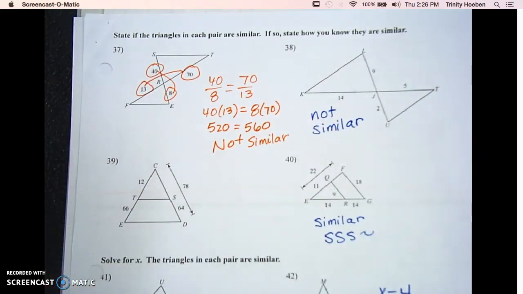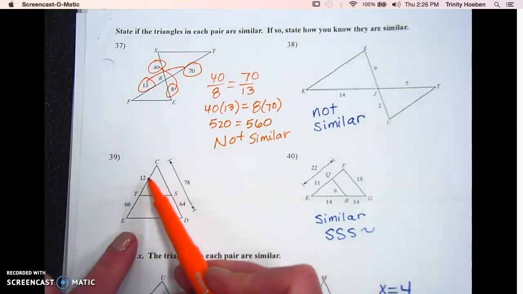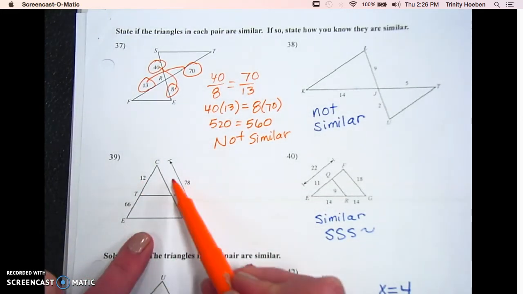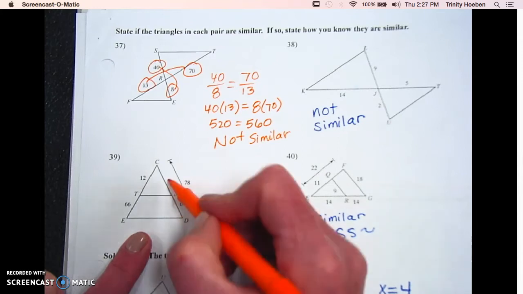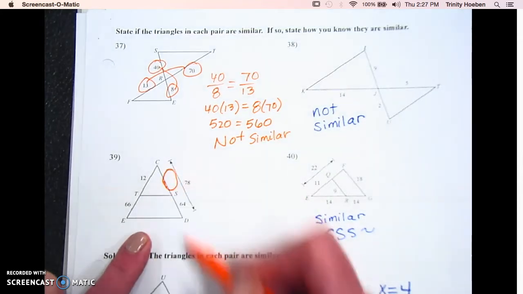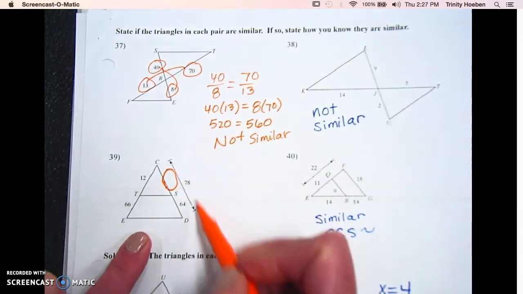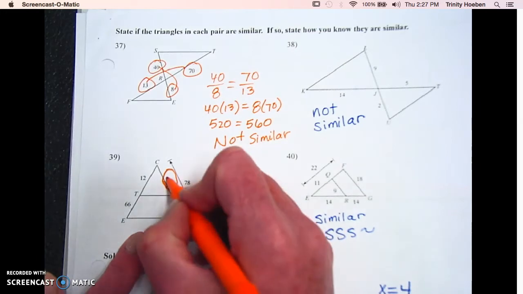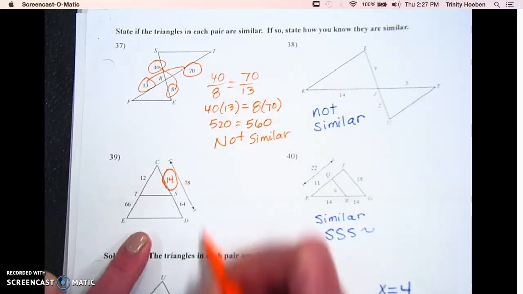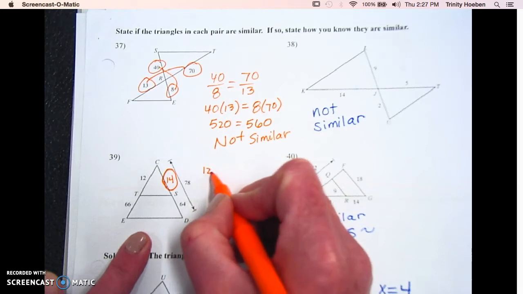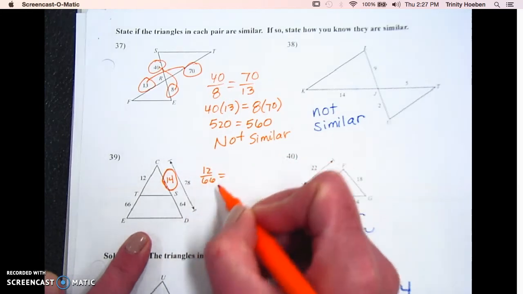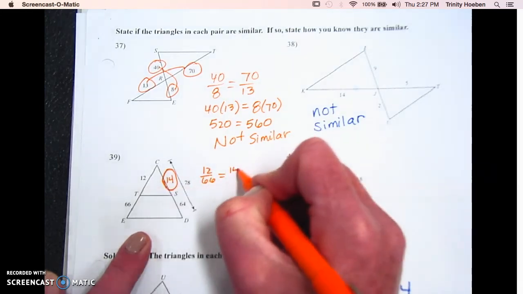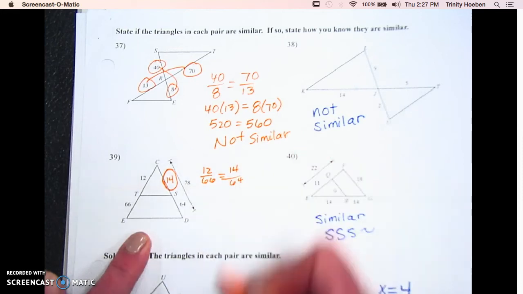Number 39, we're going to do the top to the bottom on the left, set it equal to the top to the bottom on the right, but we need to get this measurement right here. So we take the total length of 78, subtract the 64, that means this piece should be 14. Set up our proportion, 12 to 66, equal to the right side, 14 to 64.